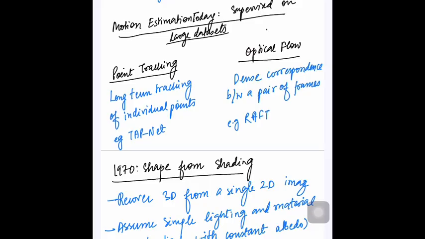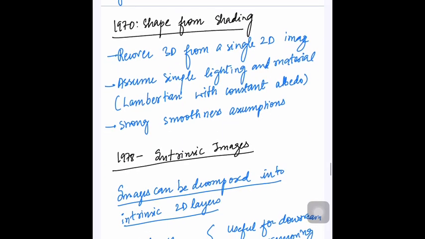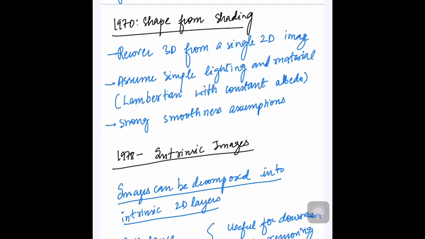Then we have intrinsic images. Intrinsic images stand for the idea that images can be decomposed into their lighting properties, for example reflectance, shading, shape and motion. It was helpful for downstream tasks. For example, if you remove the lighting, you can better understand the object, and it can help you detect an object.